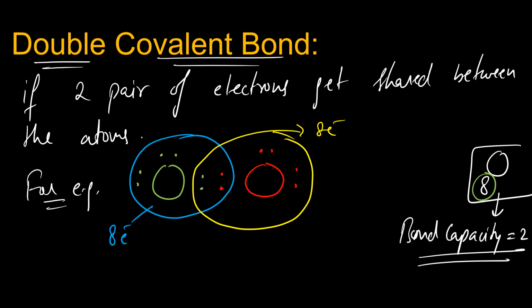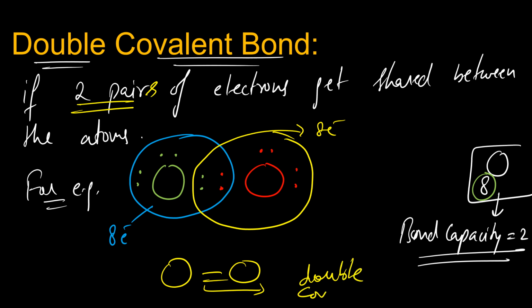So what it means is that they have shared in total 2 pairs of electrons. If I'm saying 2 pairs, I'm saying in total 4 electrons. Yes. So if they have shared 4 electrons in total, that is known as a double covalent bond. Now let's go to the next. Let's talk about the triple covalent bond. So what is a triple covalent bond?